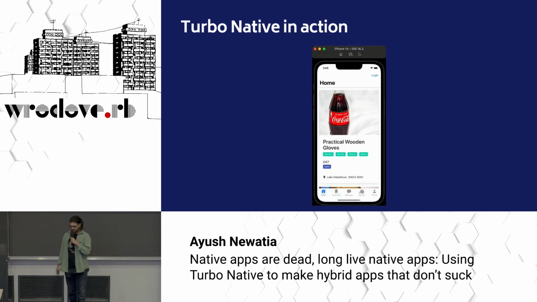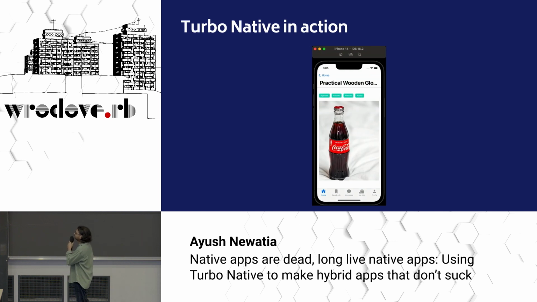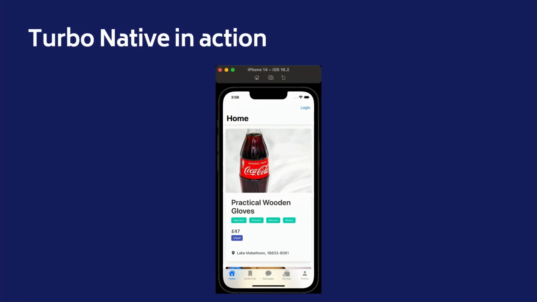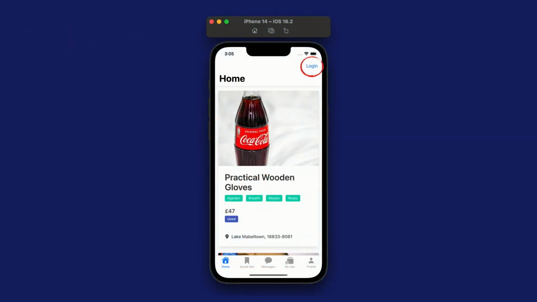So let's take a look at this in action, because proof's in the pudding. Okay, it's test data, but that looks pretty native to me, and that's literally all just web content. So yeah, that's quite cool. Now, the eagle-eyed amongst you may have noticed this fully native login button in the top right corner. Now, this is a hybrid app. How have we rendered a fully native component in a hybrid app?